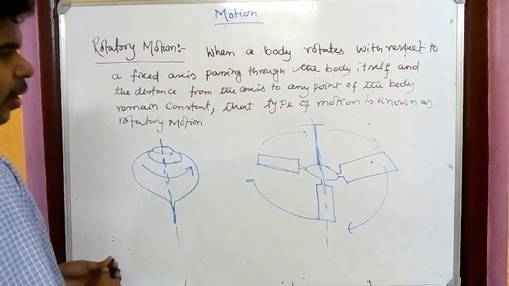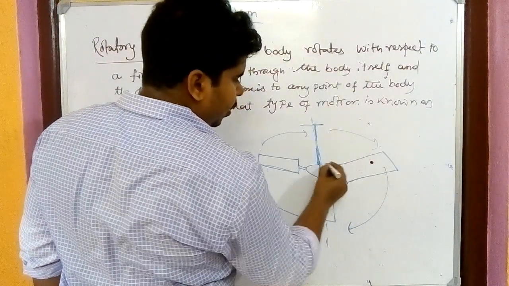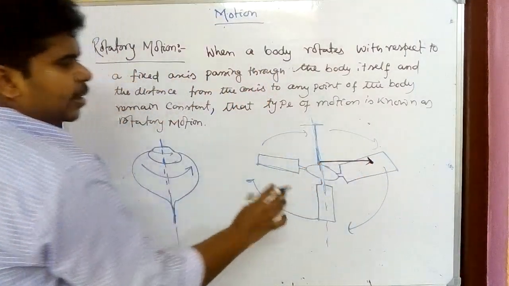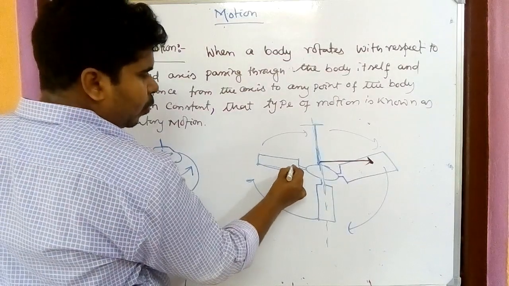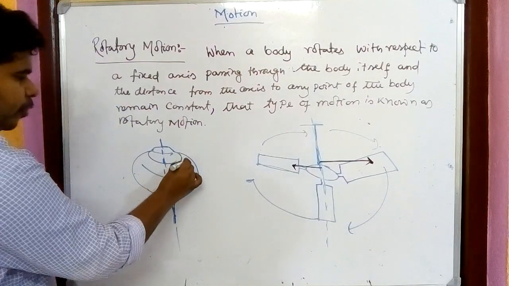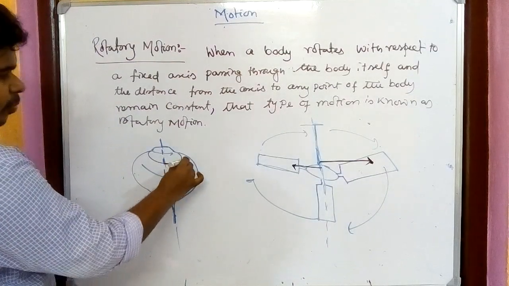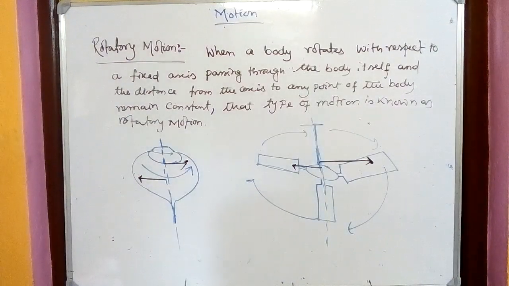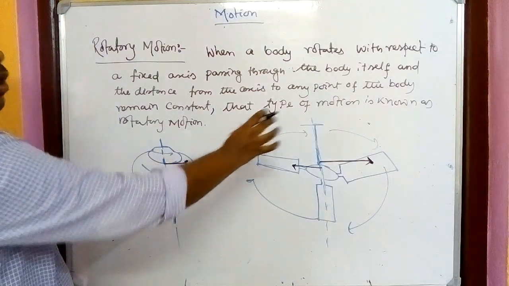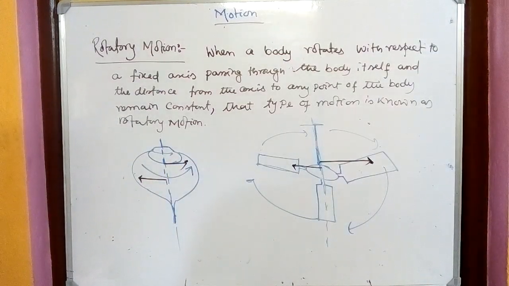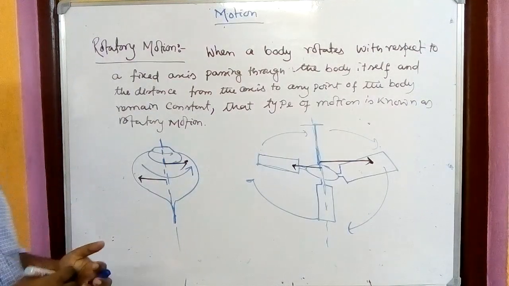And the next thing, if I assume one point here, you see the distance from the point to the axis remains the same. If I assume a point here, that distance also remains the same. If you assume a point here, the distance from the point should remain the same. The point will not move farther or come closer. So that is rotatory motion. I think the examples of rotatory motion are clear enough.